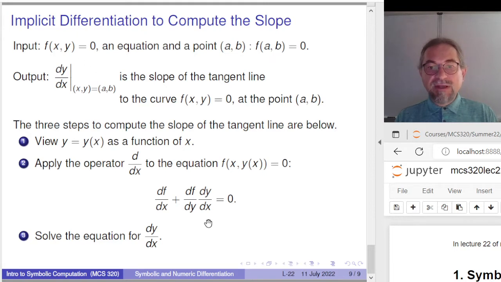Then we solve the equation for the derivative. So both steps 2 and 3 have meaning because y is not an independent variable now, but is seen as something that depends on x. So we solve for the derivative, so that will give us an expression in x and y, and then we substitute the coordinates a and b for the point on the curve. So that's the main exercise that we will solve today.